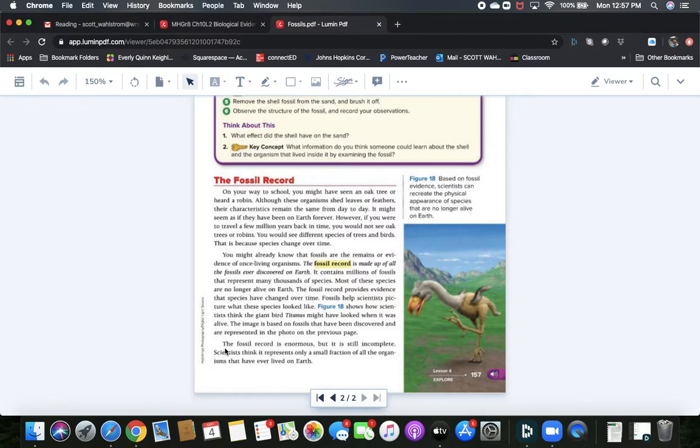The fossil record is enormous, but it is still incomplete. Scientists think it represents only a small fraction of all the organisms that ever lived on Earth. That completes this reading section.